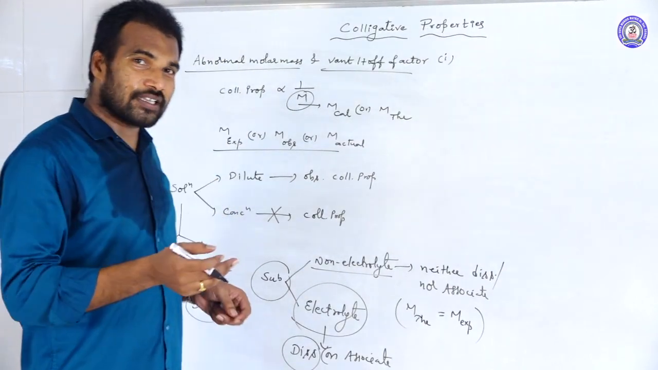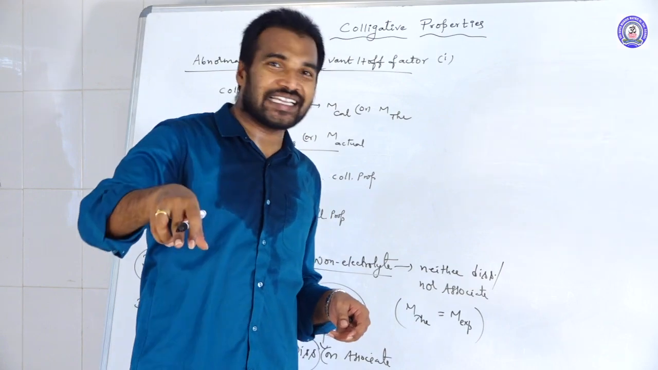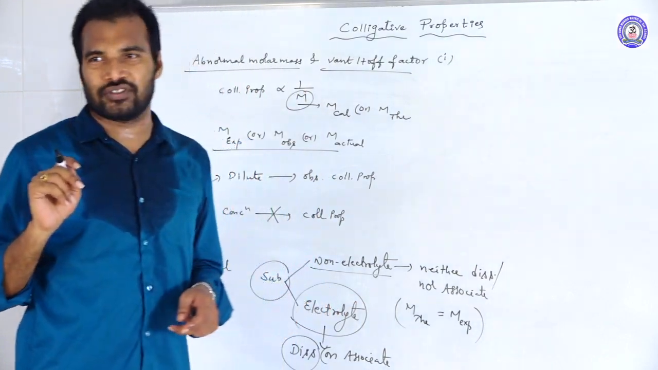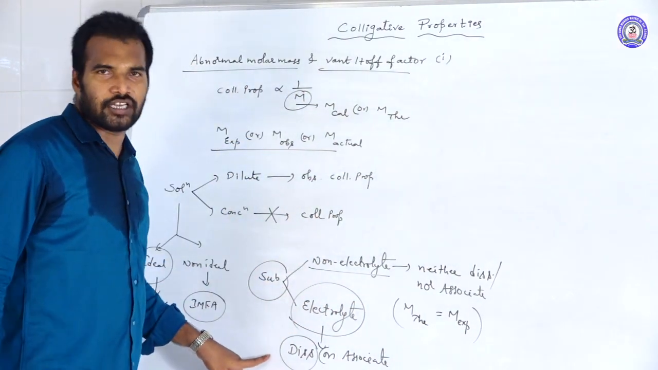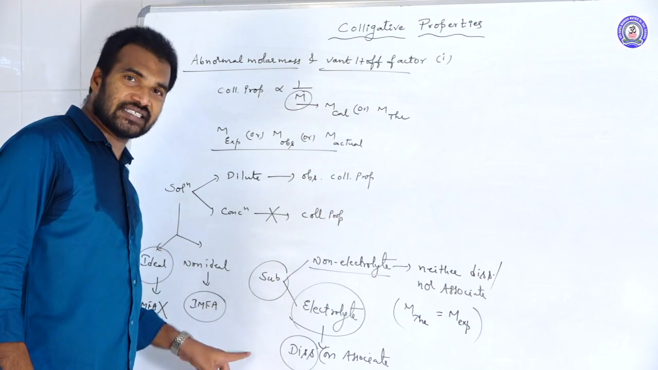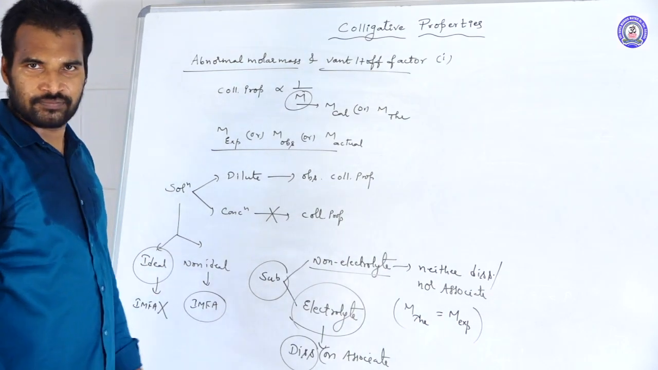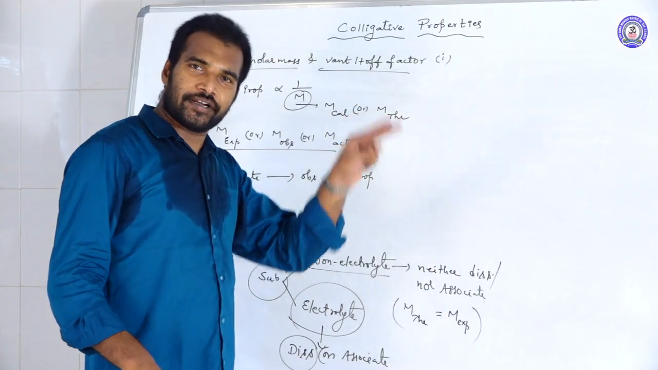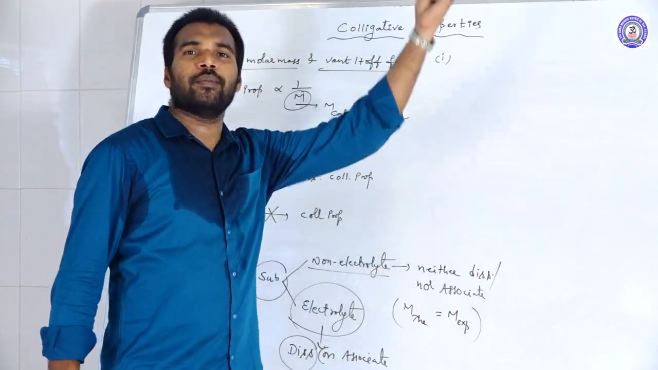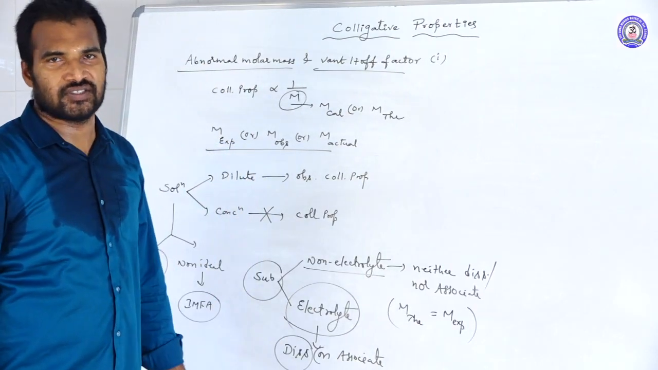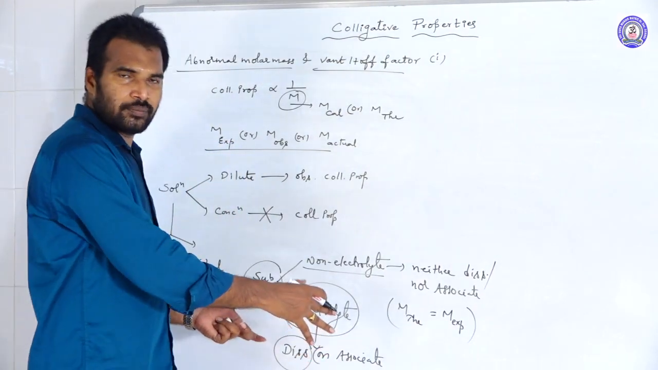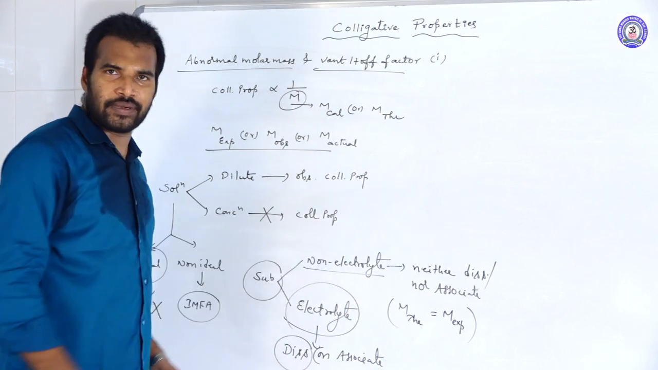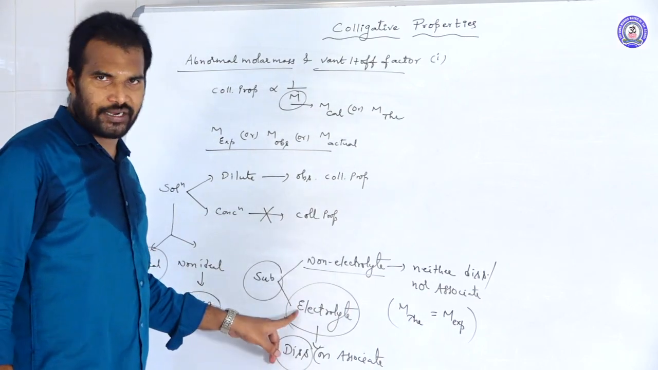If the colligative properties increase, what happens? The molecular mass decreases. Why? Because they are inversely proportional. So the experimental molecular mass in this case is lesser than we expected. Whereas in the case of association, the number of particles decreases, colligative properties decrease, but the molecular mass increases. So there is a difference between the theoretical molar mass and the experimental molecular mass in the case of electrolytes.